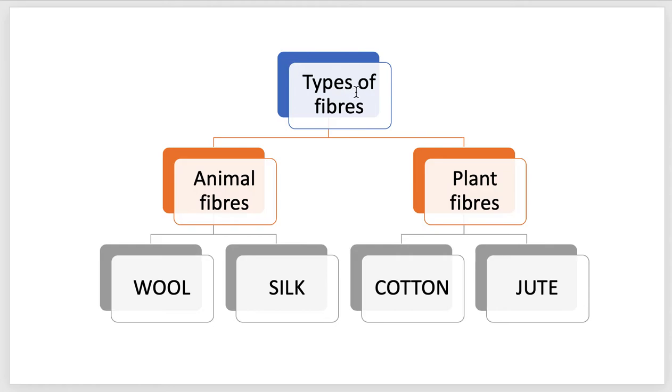So here we have the types of fiber: animal fibers and plant fibers. Animal fibers are fibers that we get from animals, and plant fibers are fibers which we get from plants. Two examples of animal fibers would be wool and silk. And examples of plant fibers that I've listed over here, just two of them, would be cotton and jute. So first we'll be learning about wool.